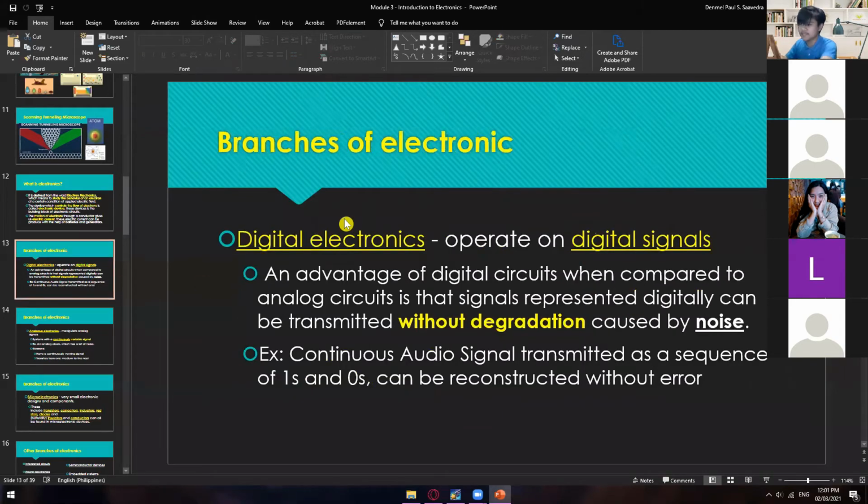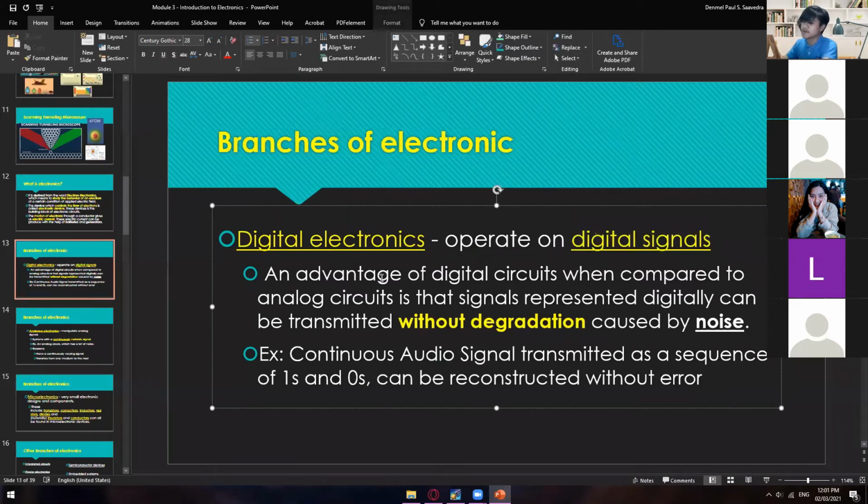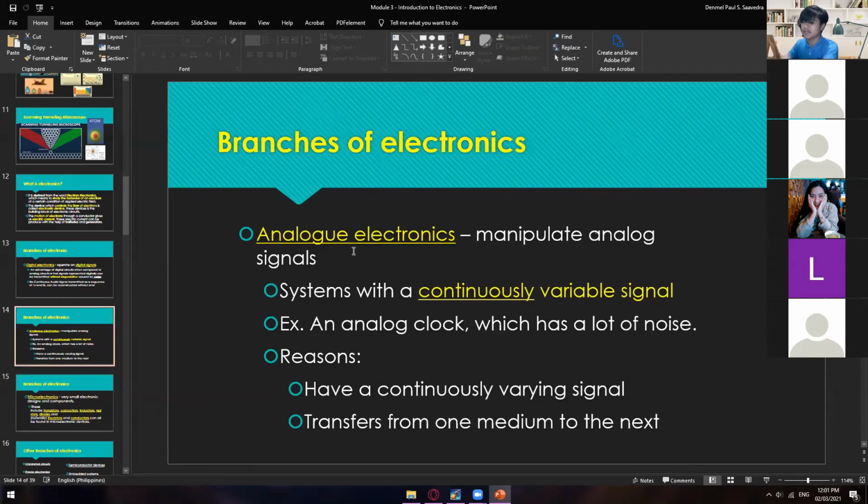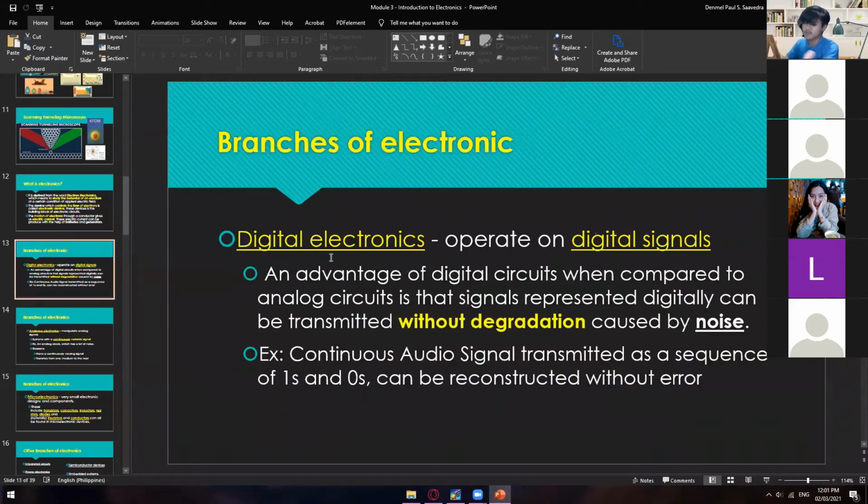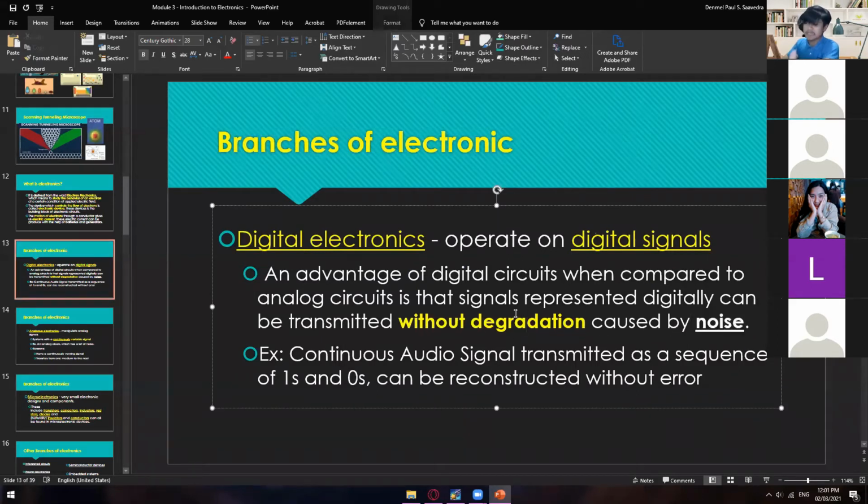So let us now move on to the branches of electronics. As I was saying a while ago, we have a lot of kinds of electronics. We have digital electronics, which deals with digital signals. This is maybe one of the new findings when it comes to electronics, because before we were only using analog electronics. But digital electronics is much more reliable due to lesser error and lesser noise, because as you all know, when we say digital, it only has two values: it could be 0 or 1 only. For example, a continuous audio signal transmitted as a sequence of ones and zeros can be reconstructed without error. So they're very, very reliable.